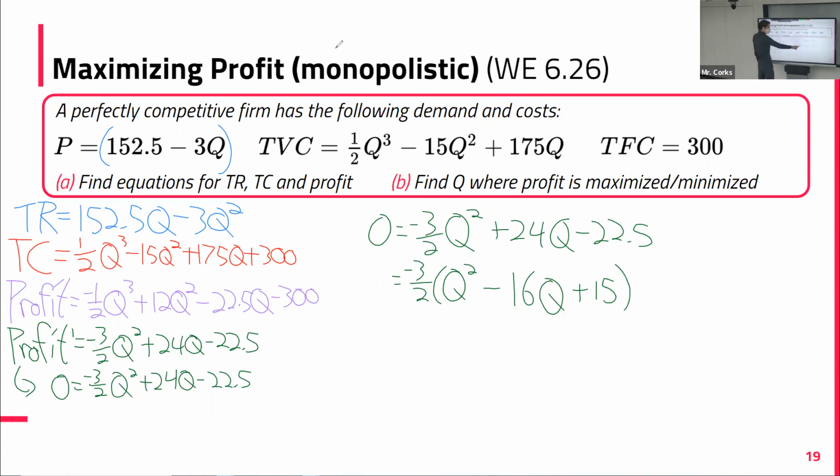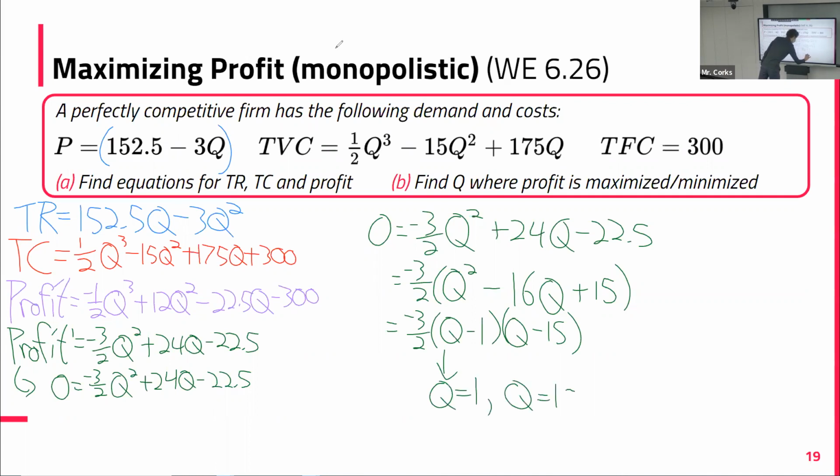Okay, so these two terms here, the 16 and 15, they're only one number away. Very easy to be lazy with our sum product method. What are the two numbers? Okay, so q minus 1 and q minus 15 are the two factors that we can take out, and based on this, we get q equals 1 and q equals 15. So there are the zeros for this function. Q equals 1, q equals 15.